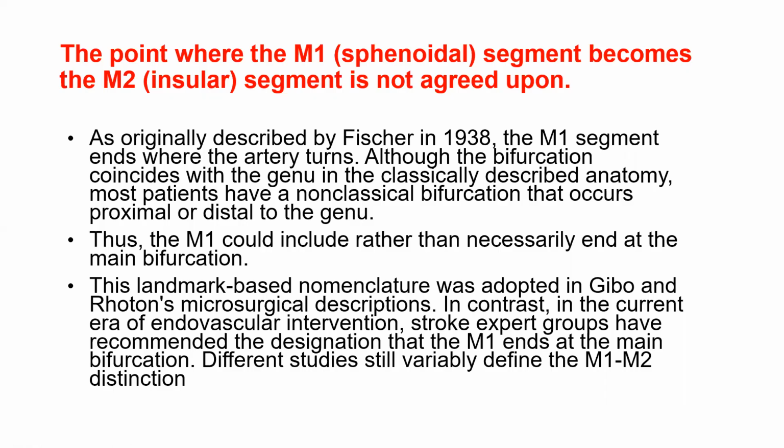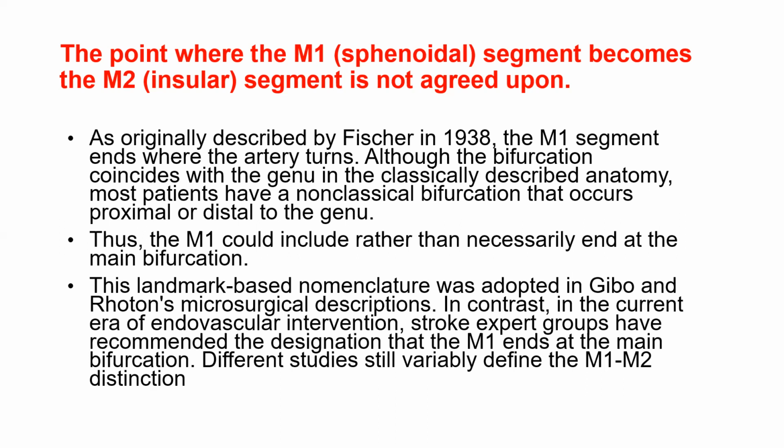So the point where the M1 sphenoidal segment becomes the M2 insular segment is not quite agreed upon, as I have mentioned before. As originally described by Fischer in 1938, the M1 segment ends where the artery runs. Although the bifurcation coincides with the genu in the classically described anatomy, most patients have a non-classical bifurcation that occurs proximal or distal to the genu. Thus, the M1 could include, rather than necessarily end at, the main bifurcation. This landmark-based nomenclature was adopted in Gibo and Rhoton's microsurgical descriptions.